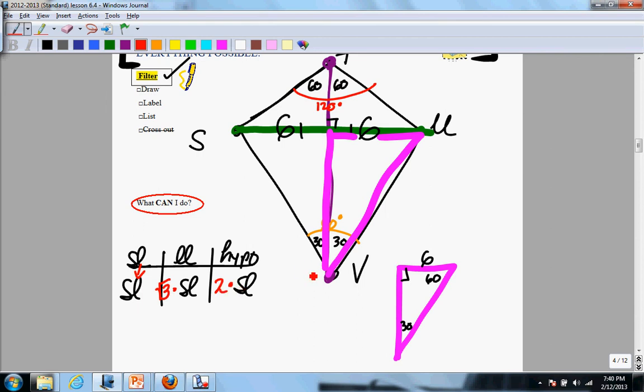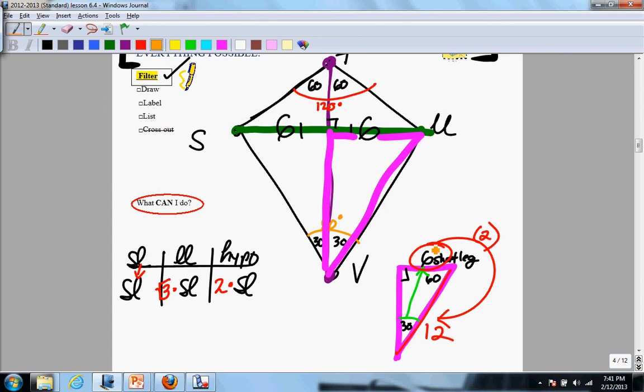So looking at this pink, this 6 here is across from the 30, which is the smaller angle. That makes this the short leg. So circle this, that's the short leg, draw an arrow to the hypo, and our function box is times by 2. So of course 6 times 2 is 12.